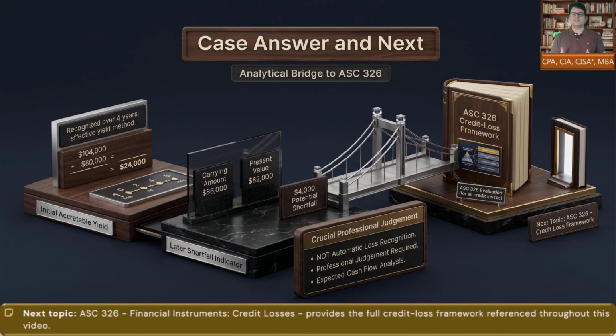Next, we move into ASC 326 and build the full credit loss framework.